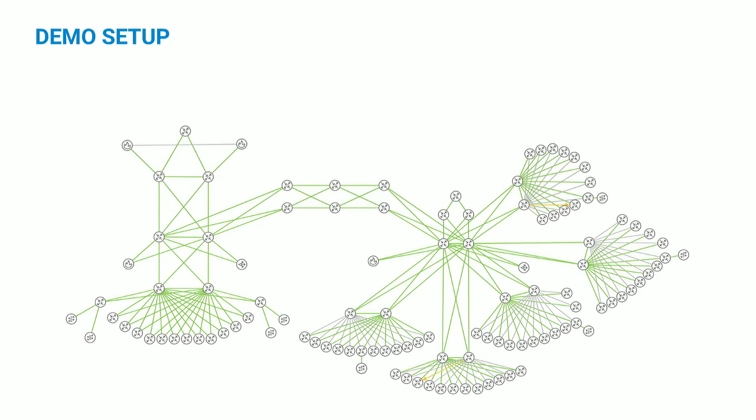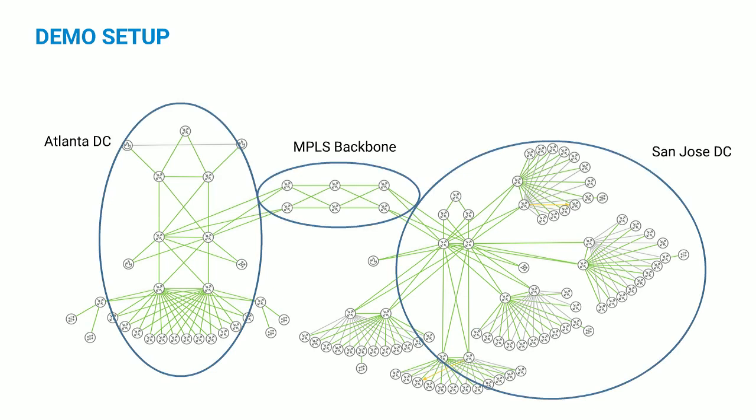A little bit of context for the demo. So here you're looking at an enterprise network. It consists of two data centers, the Atlanta data center on the left, San Jose data center on the right, interconnected by an MPLS backbone. This network consists of a variety of devices, switches, routers, load balancers, and firewalls from a variety of vendors: Cisco, Juniper, Arista, F5, Palo Alto Networks, VMware, and so on.